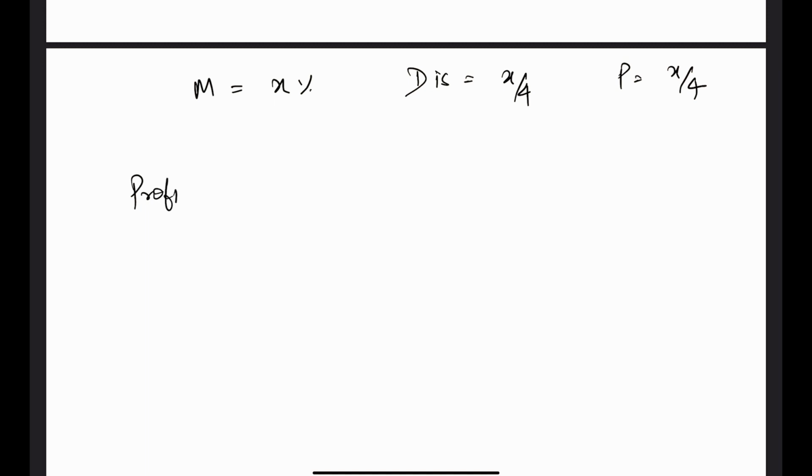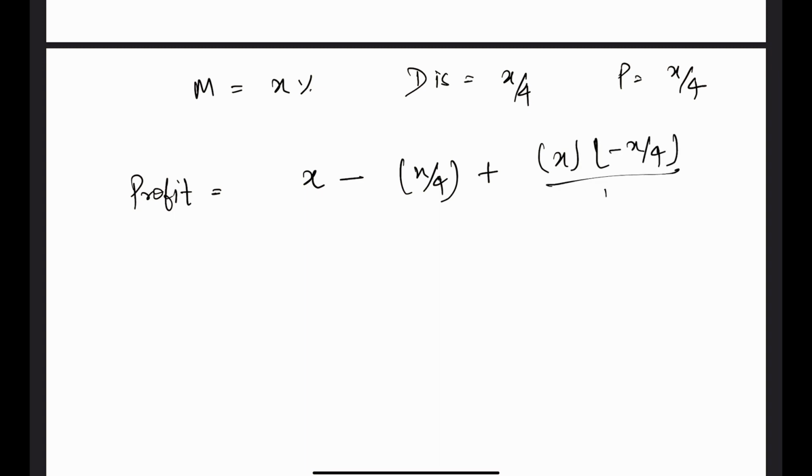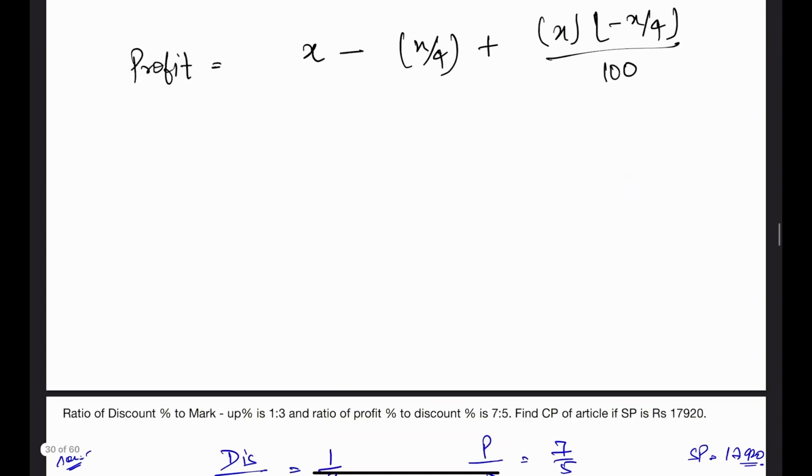So my profit will be x markup minus x by 4 plus x into minus of x by 4 upon 100. By this method also I could have solved this question. So x by 4 equals x minus 3x by 4, then minus, not plus, it will be minus only, minus x square upon 400.